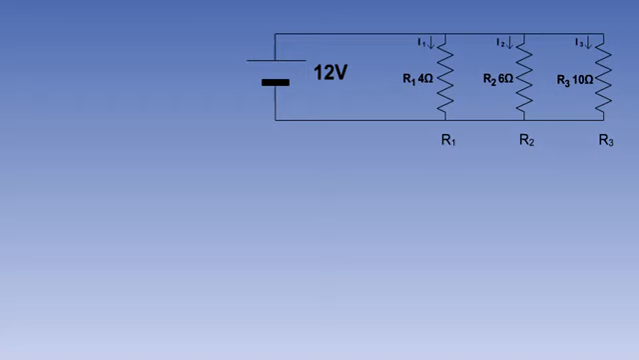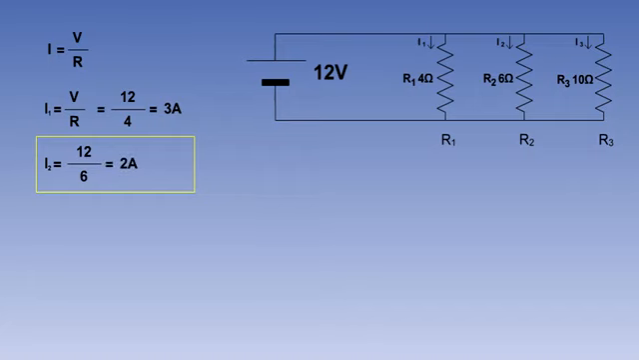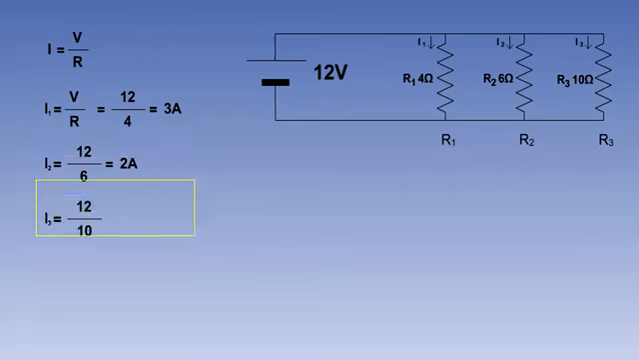We can check this calculation is correct by looking at the current flow through each resistance individually. Using Ohm's law, the current flowing through R1 is V divided by R, or 12 divided by 4, which is 3 amps. The current flowing through R2 is 12 divided by 6, which is 2 amps. And the current flowing through R3 is 12 divided by 10, which is 1.2 amps.